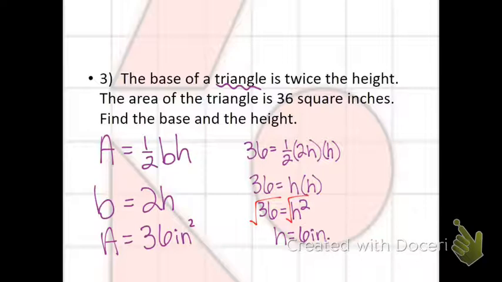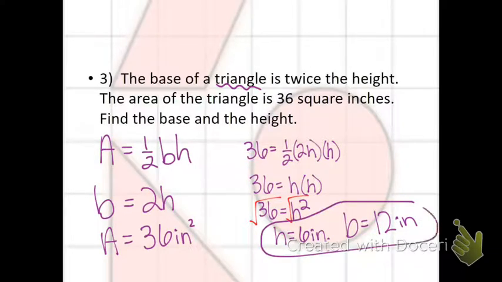But they didn't just want the height, they wanted the base and the height. Luckily, we know the base is twice the height. So that would make the base 12 inches. It's 2 times the height. So there would be our 2 answers. Again, pause it, write down your questions. I'm going to keep going on to example 4.